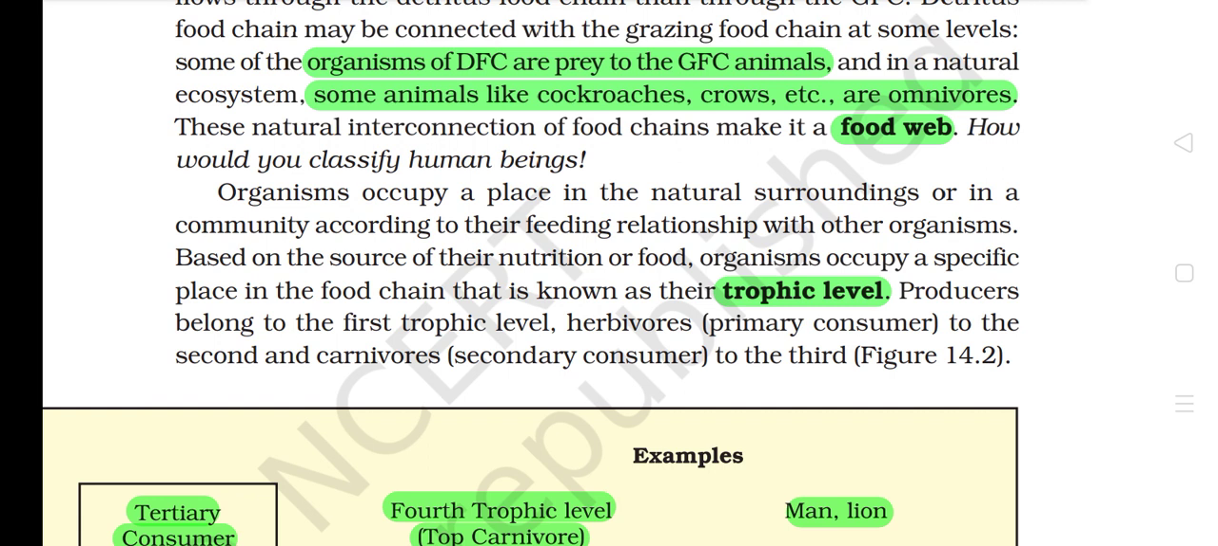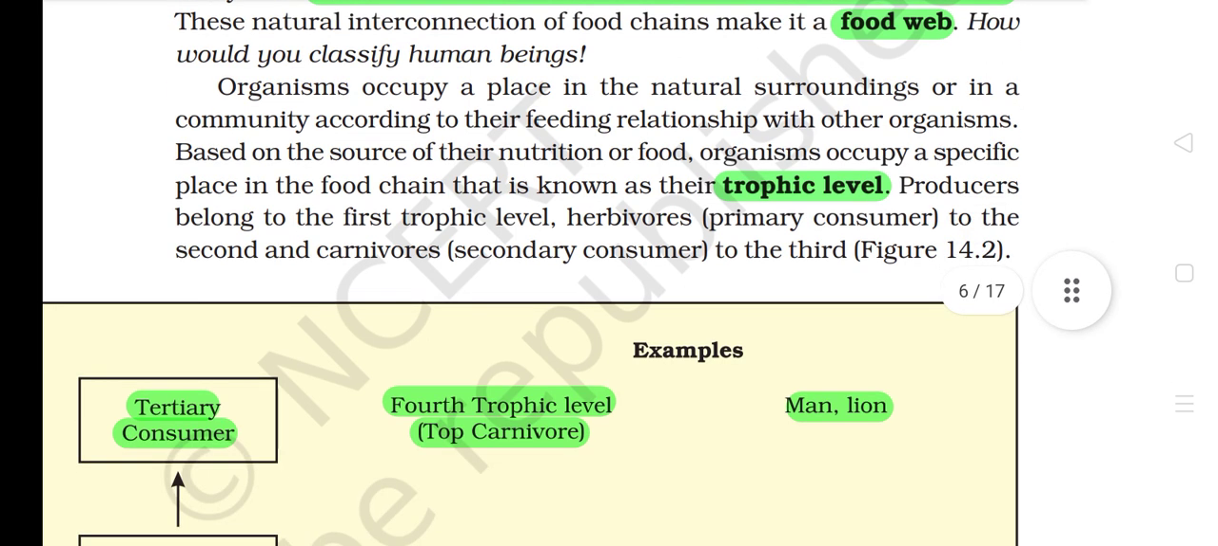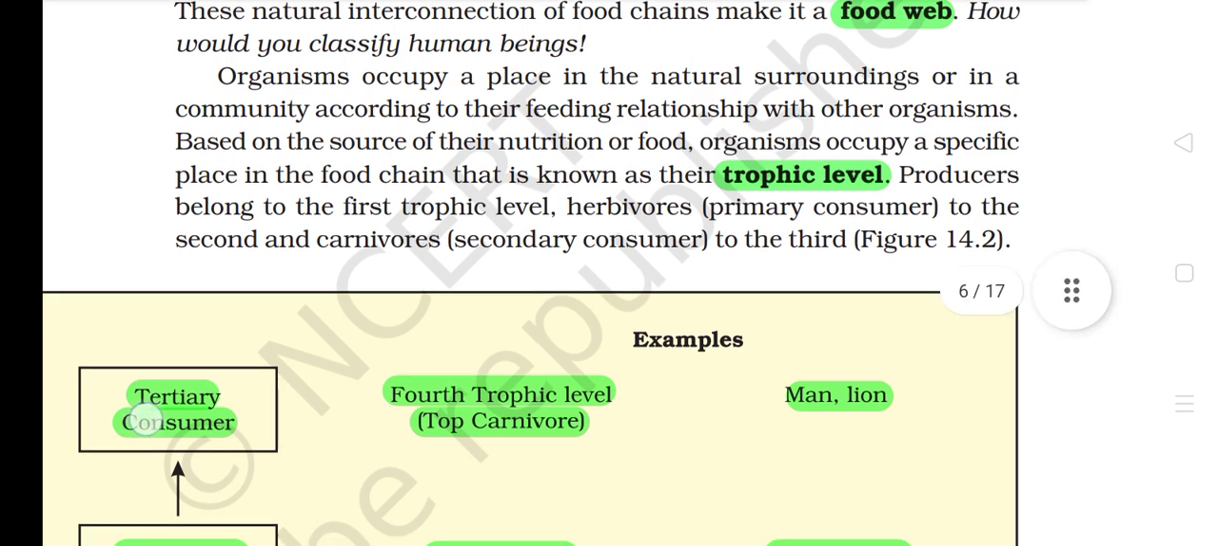How would you classify human beings? Organisms occupy a place in the natural surroundings or in a community according to their feeding relationship with other organisms. Based on the source of their nutrition or food, organisms occupy a specific place in the food chain that is known as their trophic level. Producers belong to the first trophic level, herbivores, primary consumers, to the second, and carnivores, secondary consumers, to the third.